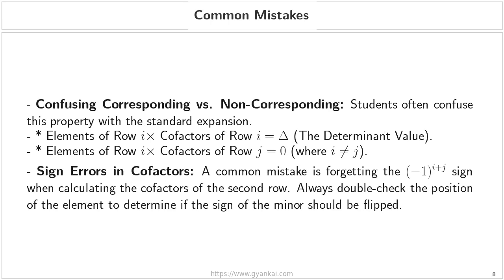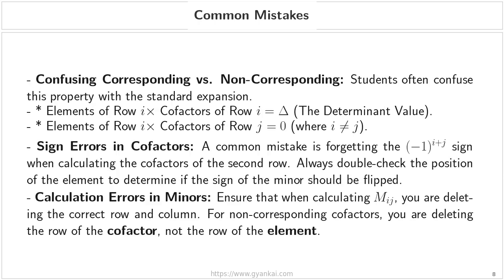Second, watch out for sign errors when calculating your cofactors. When we were working through our example in the previous slides, we had to be very careful with the term -1 raised to the power of i plus j. A common mistake is forgetting to apply this sign to the minor. Always double-check the position of your element to see if the sign of the minor needs to be flipped or kept as is.